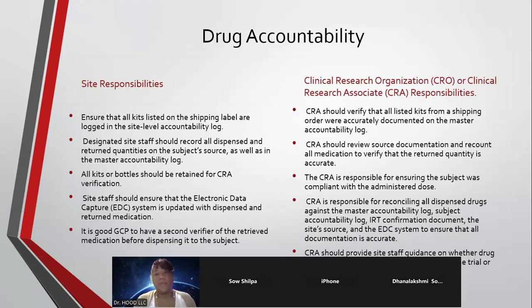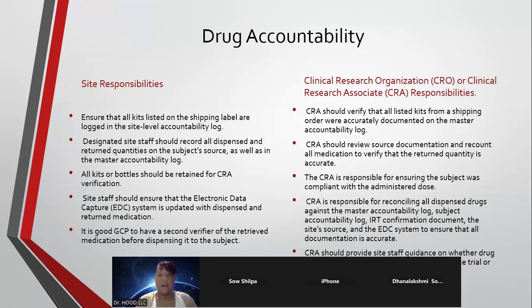It's been 20 people since the last time we came. We got 20 bottles, we got 50 bottles, whatever that number is, we must recount every bottle to verify the quantity is accurate. The CRA is responsible for ensuring the subject was compliant with the administered dose. The CRA is responsible for reconciling the dispensed drugs. So it takes a lot of documents to make sure the reconciliation is correct.